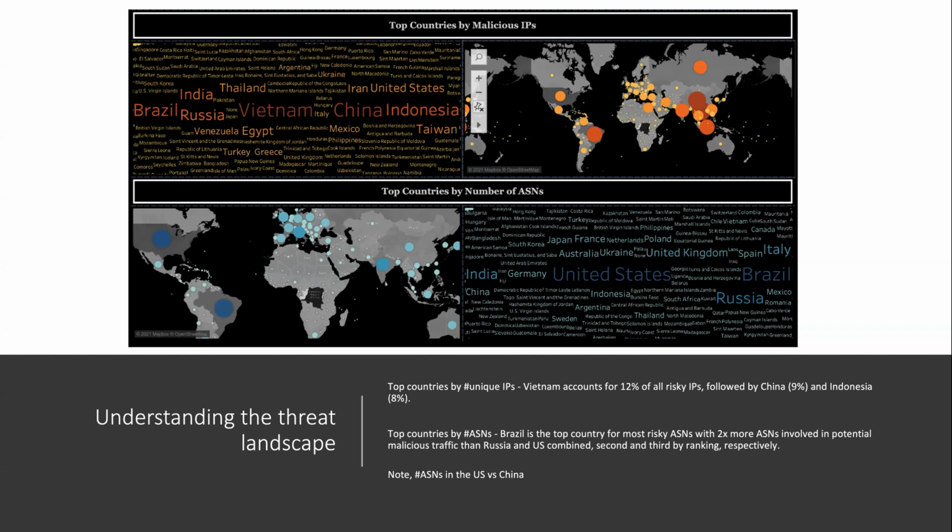Another interesting point to note here is if you look at the marker for US, the number of ASNs in US versus China, there's a huge difference. The reason is that China's internet is highly controlled and largest providers are mostly state-owned. So the bulk of bad IP addresses are concentrated in the largest ASNs. On the other hand, if you contrast with the US, US has over 16,000 ASNs. China has just 580. So in the US, the risk tends to be more distributed across different ASNs. Next slide.